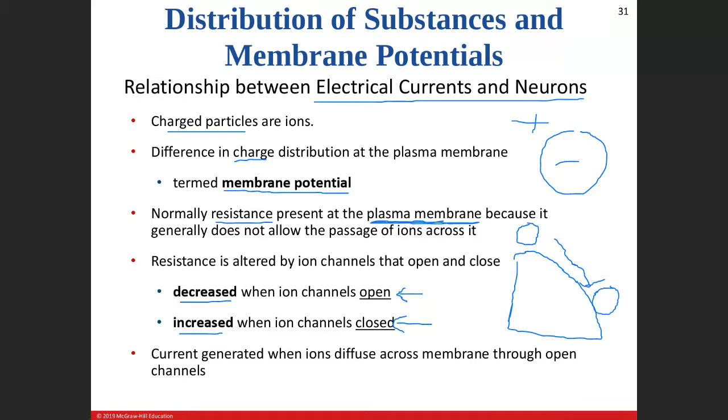So when our ions actually are moving across the plasma membrane, they're going to generate energy or current. Current is recorded in amperage for the value. Don't worry about that. So as the ions move across that plasma membrane through the open channels, they will generate a current, a charge. We're going to talk about that here in a second.